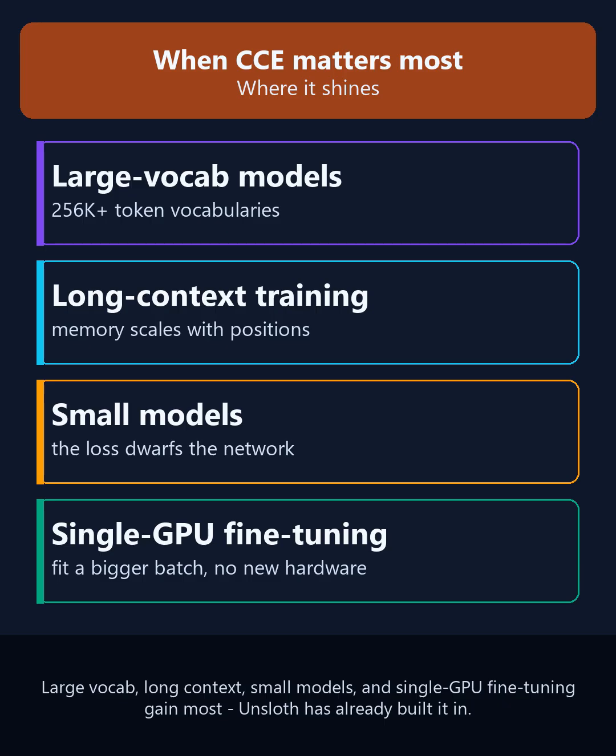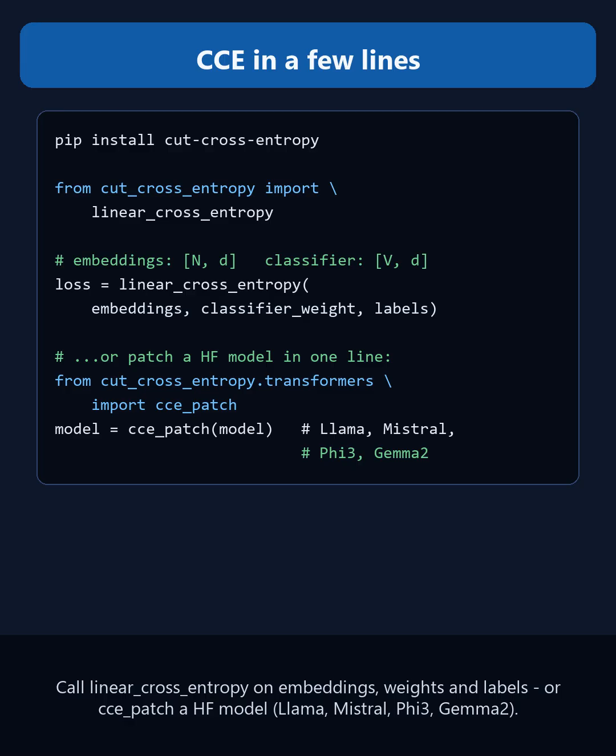Unsloth has already built it in. In code it is almost trivial. Install the cut cross-entropy package, then call linear cross-entropy on your embeddings, the classifier weights, and the labels. It returns the loss directly, with no giant logit tensor. Or patch an existing Hugging Face model with a single CCE patch call, which supports the Llama, Mistral, Phi 3, and Gemma 2 families. There is even a torch.compile fallback for platforms without Triton, like macOS.